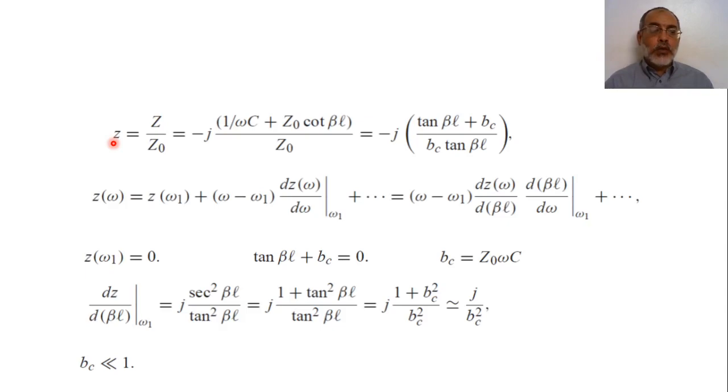But we know that the resonance condition occurs when the value of Z equals 0. This means that Z at omega 1, or Z at the resonant frequency, this term is 0. So actually we are starting from the first derivative.